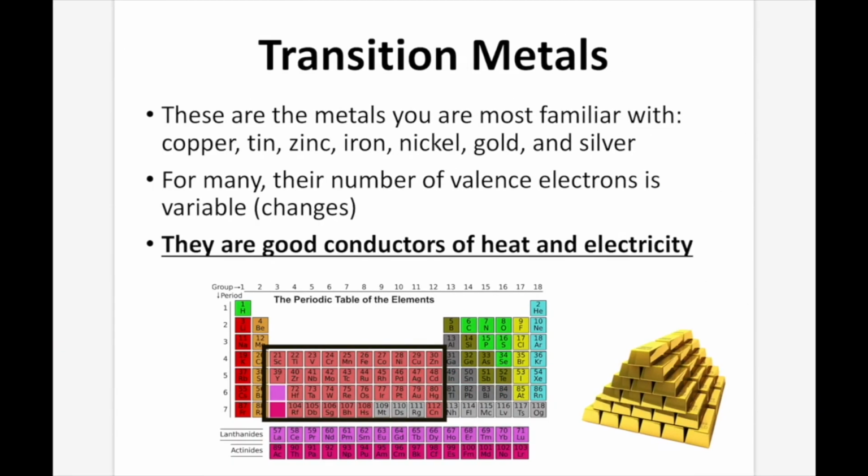The transition metals are the metals you're probably most familiar with, things like copper, tin, zinc, iron, nickel, gold, silver, and for many, their number of valence electrons is variable, it changes. They are good conductors of heat and electricity, but don't all share the same properties, and this is mainly due to the fact that their number of valence electrons changes as you go within that transition metal group.